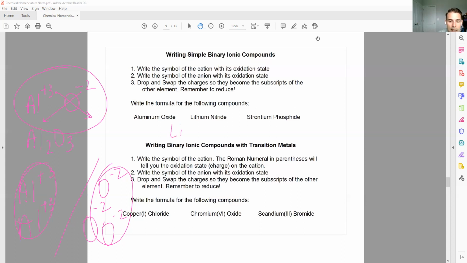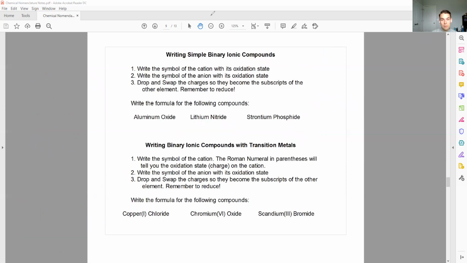Okay, lithium nitride. Lithium, Li, loses 1 electron to become an ion. Nitrogen will gain 3. I swap them, and now it becomes Li3N, lithium nitride. And then strontium phosphide, strontium Sr. Strontium has 2 valence electrons, so it's going to lose 2. Phosphorus has 5, it's going to gain 3. I swap those, and it's Sr3P2. So that's naming simple binary ionic, writing simple binary ionic.